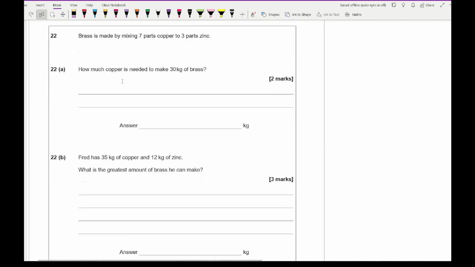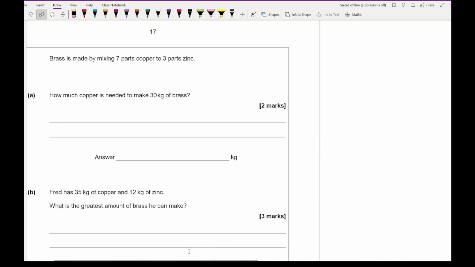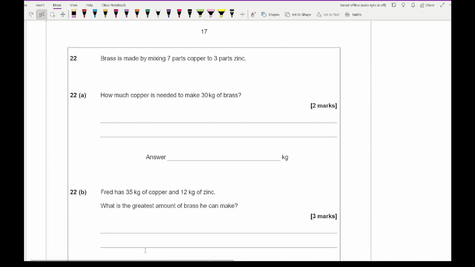Then moving on to question 22, it says brass is made by mixing 7 parts of copper to 3 parts of zinc. How much copper is needed to make 30 kilograms of brass? So for this, we've got a ratio of 7 to 3 copper to zinc, and we want a total of 30. So if I do 30 divided by 10 parts, which is 3, and then copper is 7 parts, so 7 parts equals 3 times 7, which is 21.